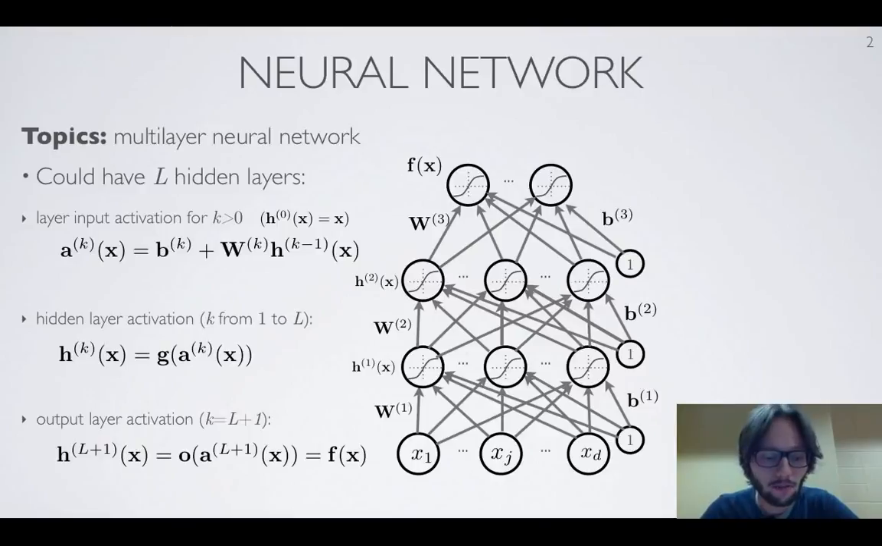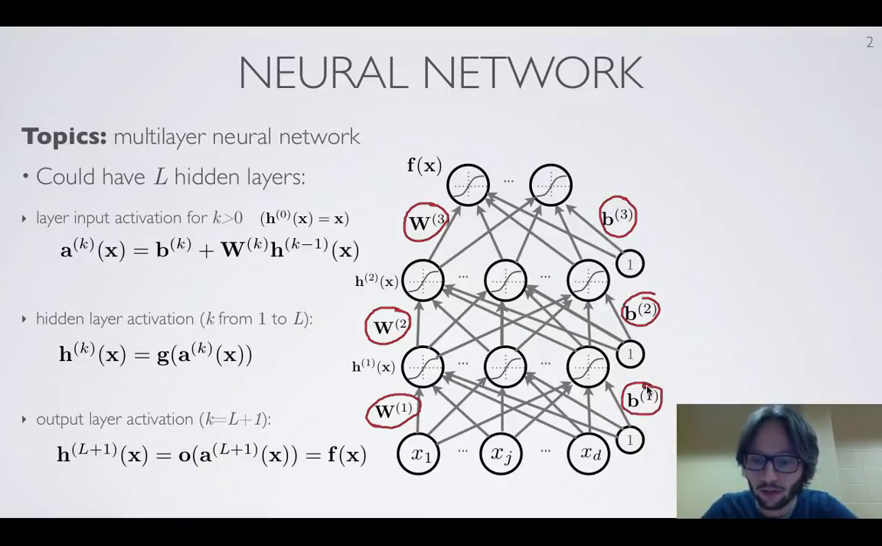Now, we've seen the mathematical expression for what we mean by a multi-layer neural network, and in this description there are these parameters which are, for instance, the connections between the input layer and the first hidden layer, the connections between the first hidden layer and second hidden layer, then the connections between the last hidden layer and the output layer, as well as the bias vectors for each of the layers, the hidden layers and the output layer of the neural network.